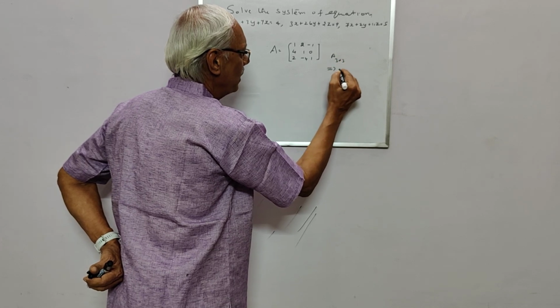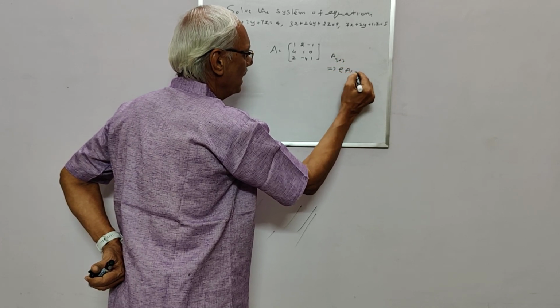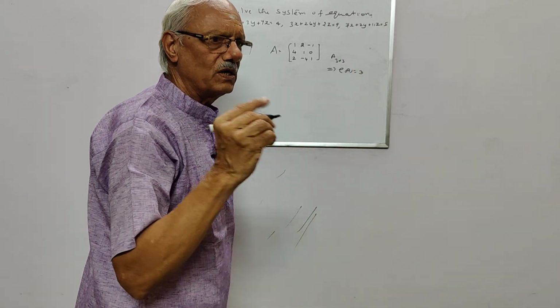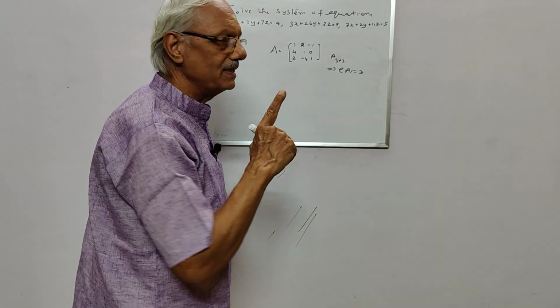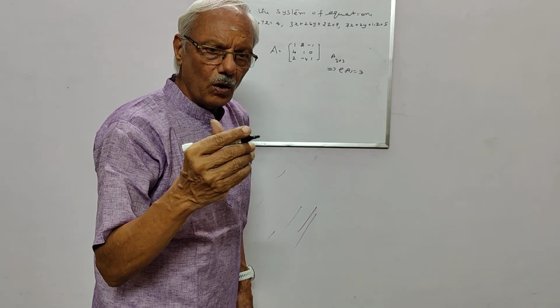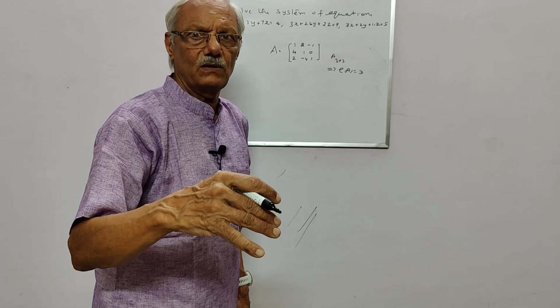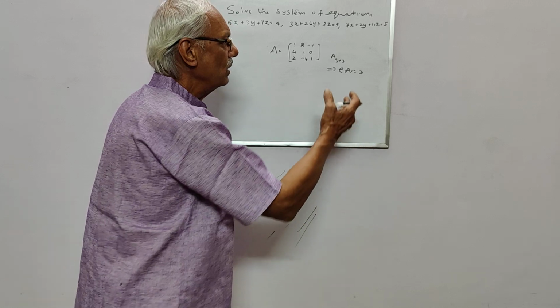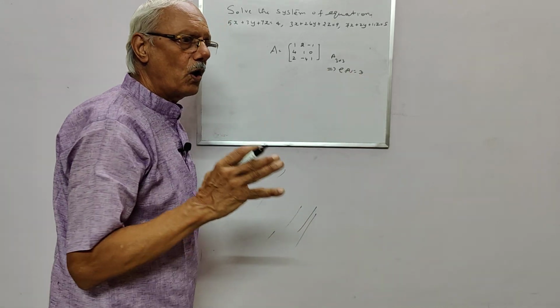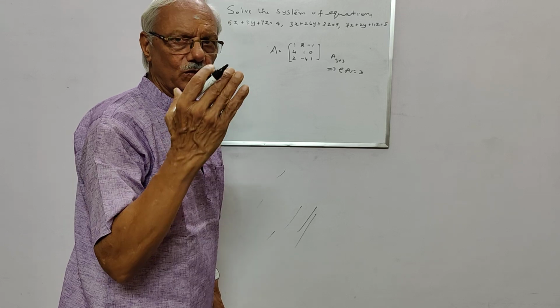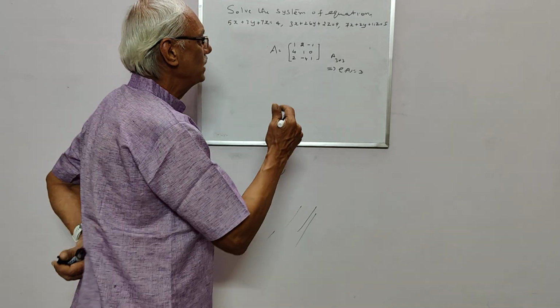Now what is that? A is a 3 cross 3 matrix. This implies that the rank of A, at the maximum, can be equal to only 3. So the rank of the matrix is at most 3. It can be 3 or it can be less than that. It can be 2, it cannot be 1, it has to be 3 or 2. Now how to find the rank of the matrix? That is the question. How do we do that?